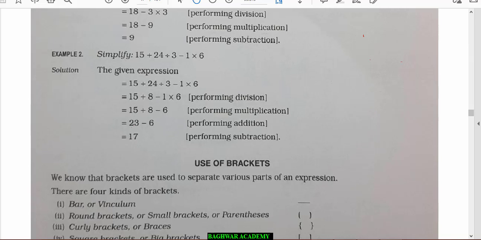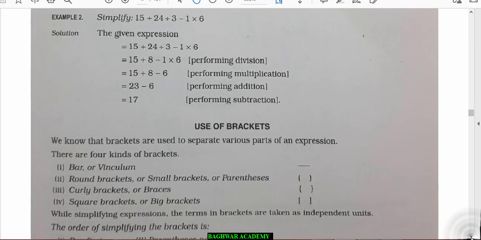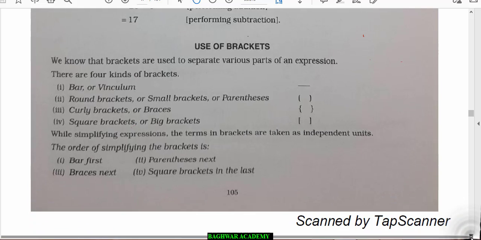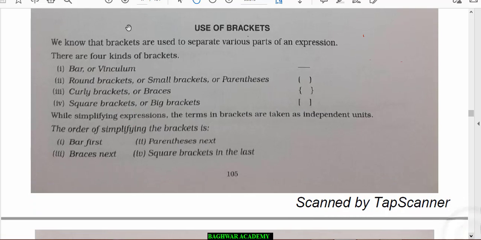Now you see, we have the use of brackets. This is very important. We know that brackets are used to separate various parts of an expression. There are 4 kinds of brackets. The first one is the bar or vinculum. This one.